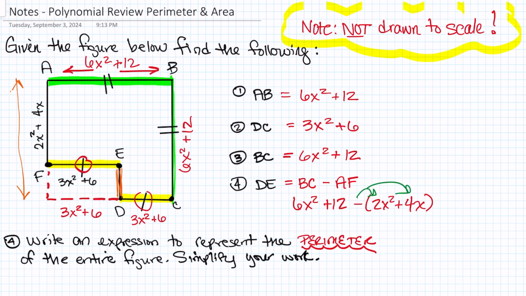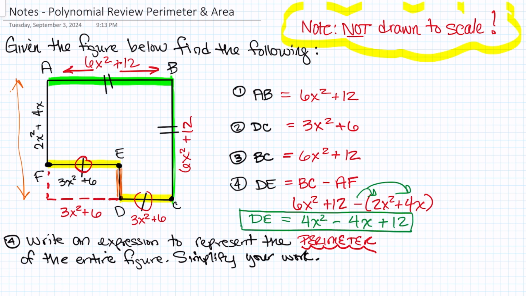So we'll have 6x squared minus 2x squared, we get 4x squared. And then 12 minus 4x, wait a second, those don't go together, do they? So we need to just make it minus 4x and then plus 12, and that would be our answer for DE. Right there.